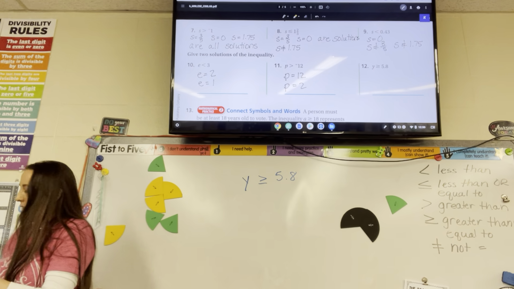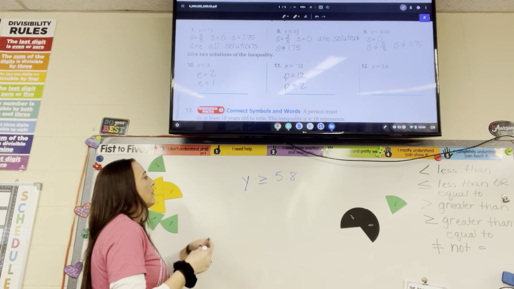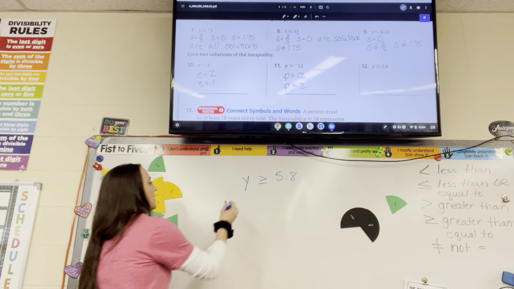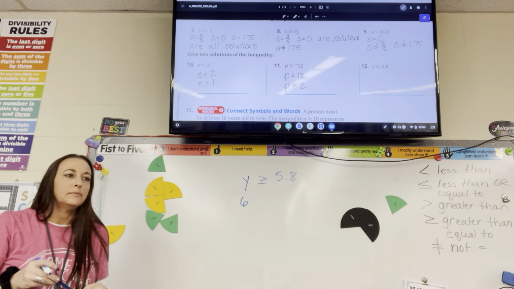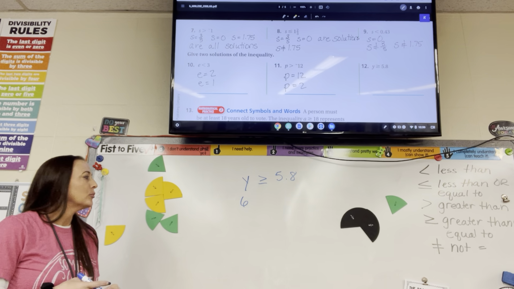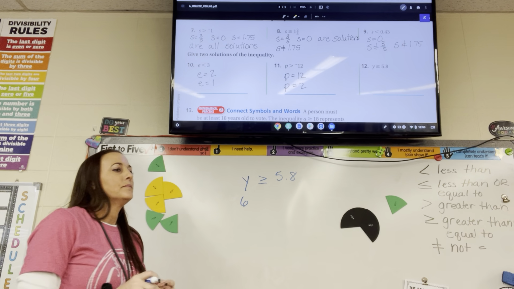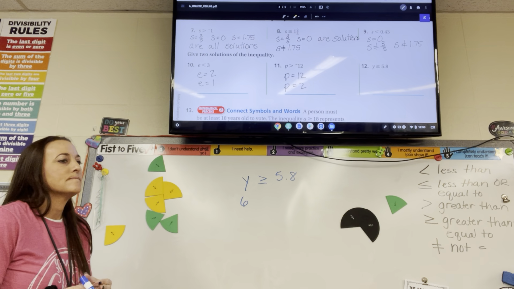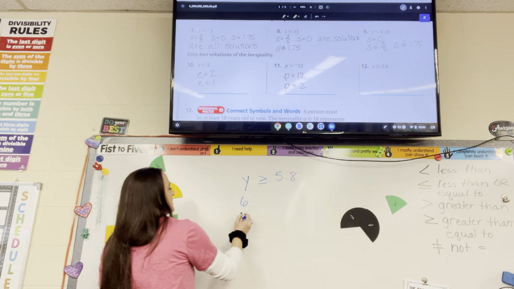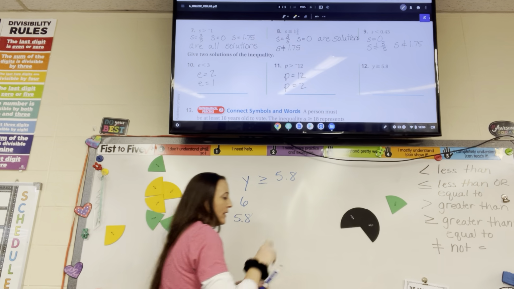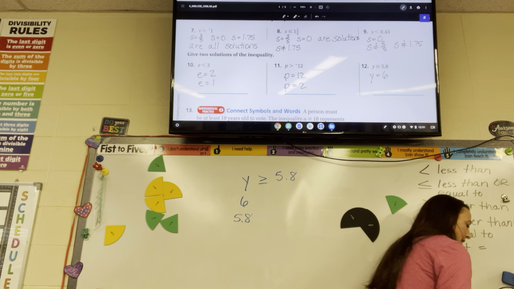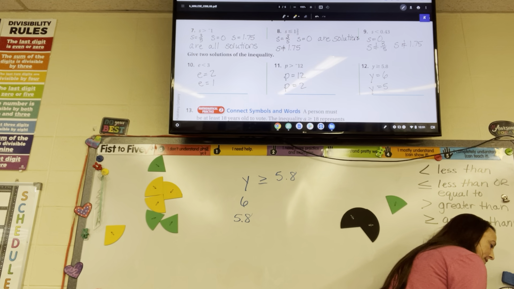Okay. Then we have Y is greater than or equal to 5.8, or 5 8/10. Y M, give me a number that would work for Y that's greater than 5.8. 6. 6 would work. Luke, give me another one. 4.5. 4.5 is not greater than 5.8. 5.8 would work because 5.8 is equal to 5.8. So either one of those would work. Y could equal 6, and then Y could equal 5.8.